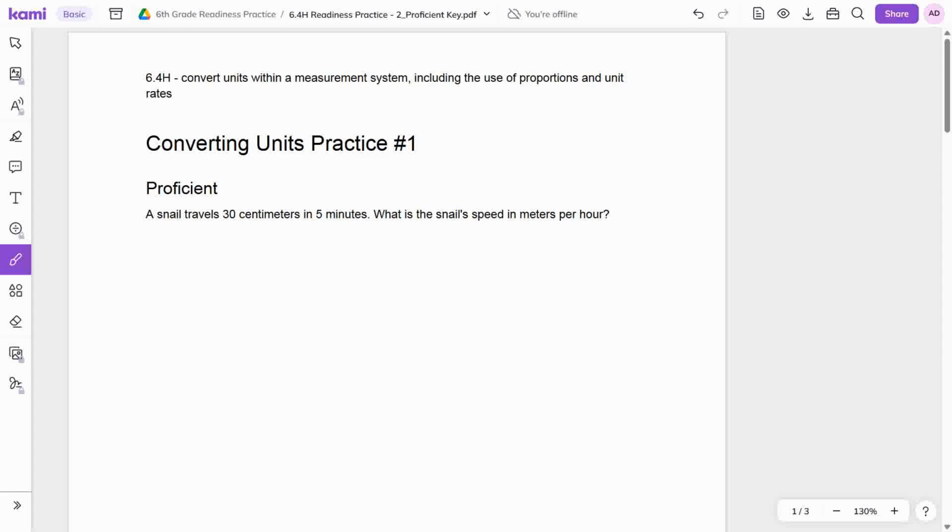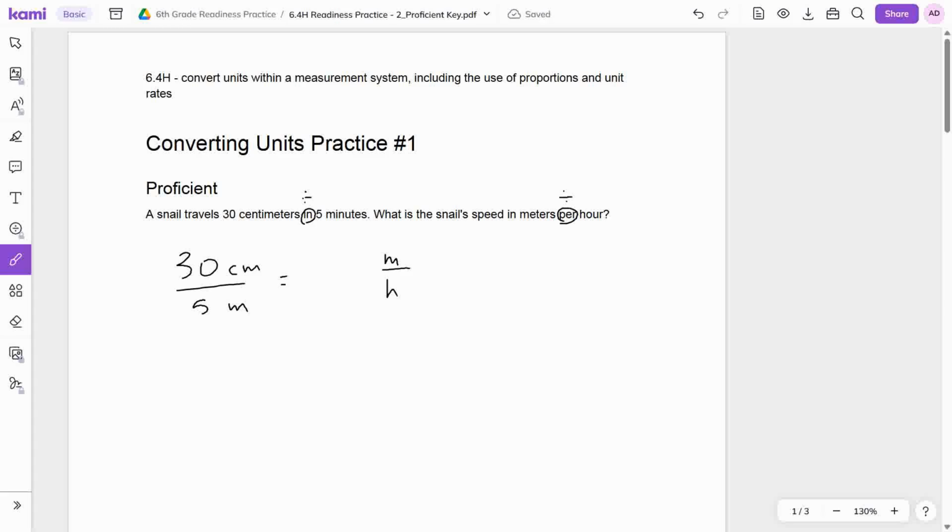So we have a snail that travels at 30 centimeters for every 5 minutes, and we need to convert this into meters per hour. Okay, so that's going to be meters per hour, and those are different units for both the numerator and the denominator. Notice that per is acting as that division line right there. That's changing this into a fraction or a rate. Let's change this into a unit rate.